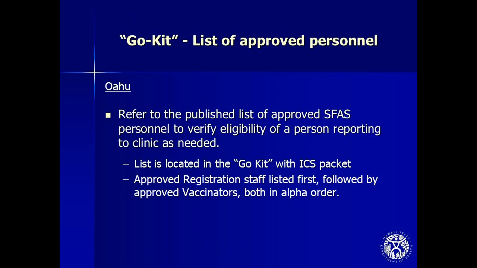Clinic managers should refer to the published list of approved clinic personnel to verify eligibility of a person reporting to clinic as needed. This list is located in the Go Kit with the ICS packet. Note that the approved registration staff are listed first, followed by the approved vaccinators. Both lists are in alpha order.